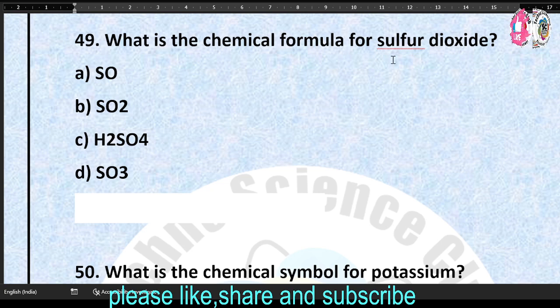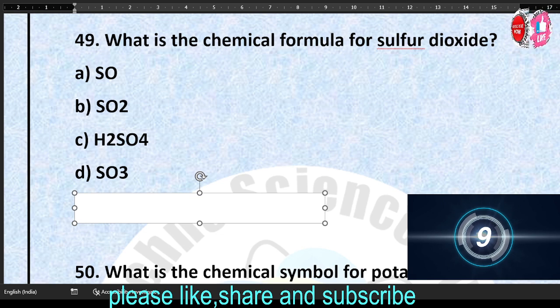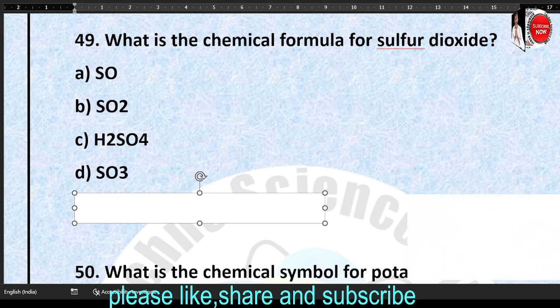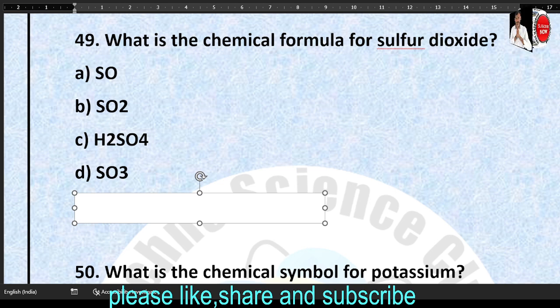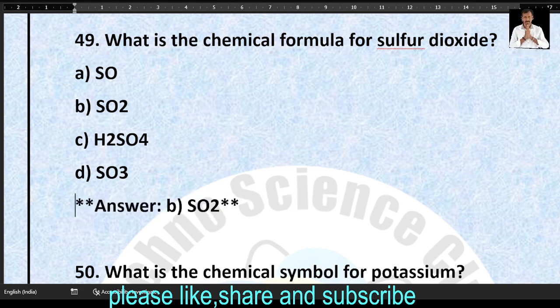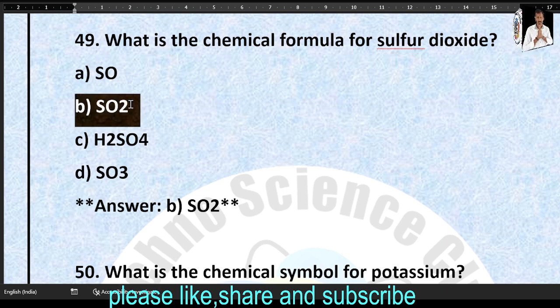What is the chemical formula of sulfur dioxide? Very good. The chemical formula of sulfur dioxide is SO2. Option B is the correct answer.